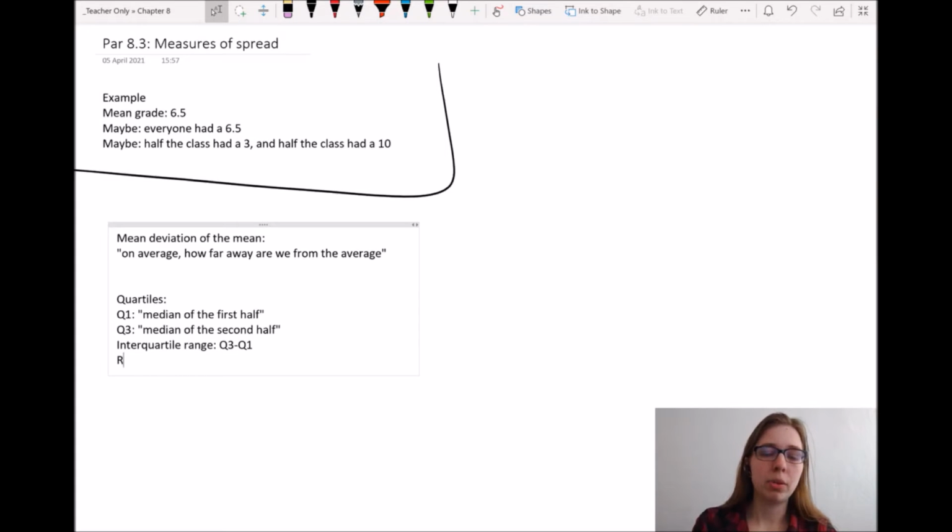And lastly, when we're on that topic anyways, we can also just have the range, the full range of our data: the highest value minus the lowest value.